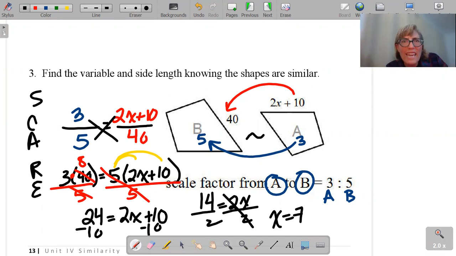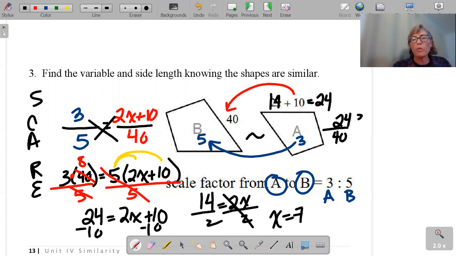What's super great about these problems, it's so easy to check if you're right. So if we say x is 7, this ends up being 2 times 7, which is 14, which of course is 24. So 24 to 40, let's reduce that. 8 goes into both. 8 goes in there 3 times. 8 goes in there 5 times. Oh, looky there. There is our ratio.